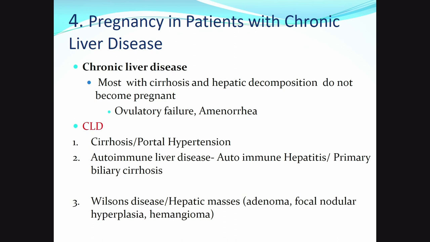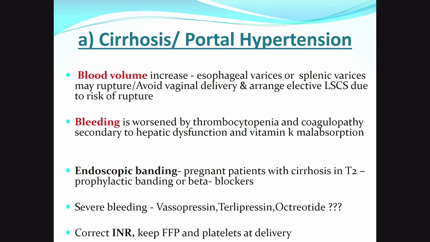A woman with chronic liver disease, mostly cirrhotic ones or those with hepatic decompensation, do not usually get pregnant because they have ovulatory failure and amenorrhea. In chronic liver disease, we concentrate on cirrhosis with or without portal hypertension, autoimmune disease, and situations like Wilson's disease and hepatic masses. During pregnancy, blood volume increases by at least one third. So in women with cirrhosis or portal hypertension, with the increased blood volume, there's a chance that esophageal varices or splenic varices could rupture.